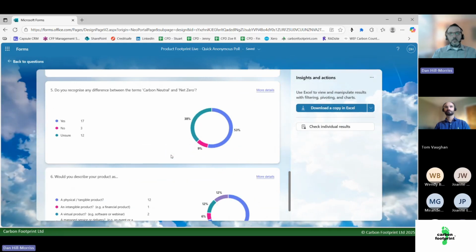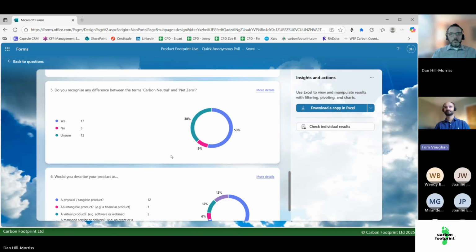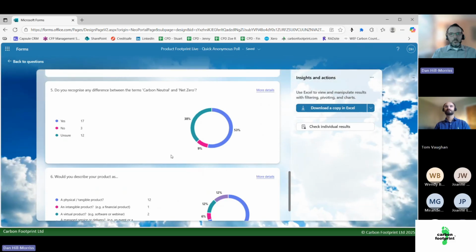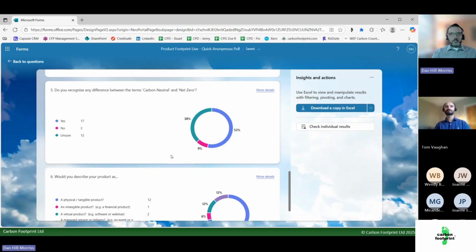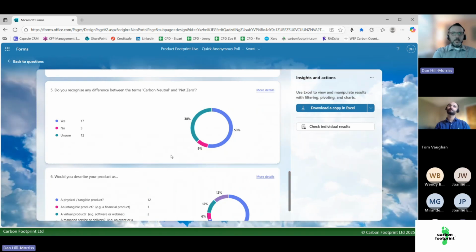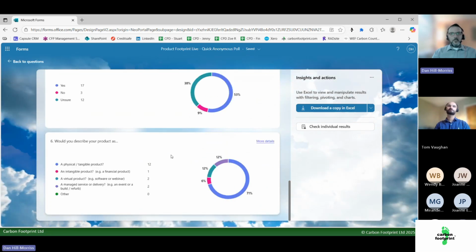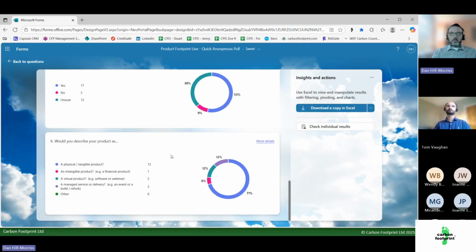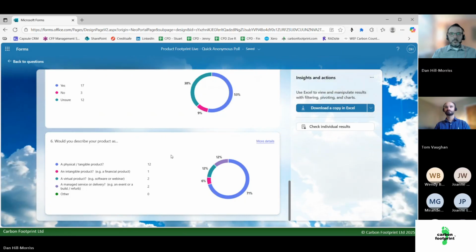Oh, the difference between carbon neutral and net zero. This is people either know or they don't know. Look at that. That's something to touch on perhaps later. And mostly physical products today.